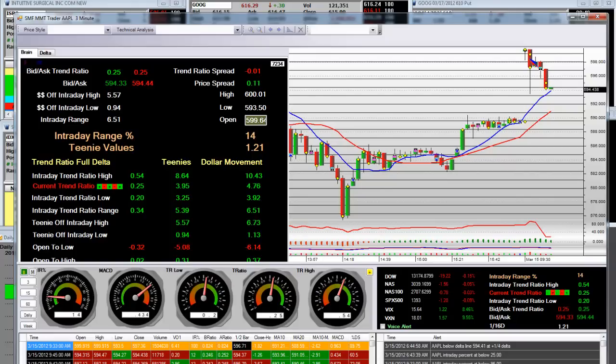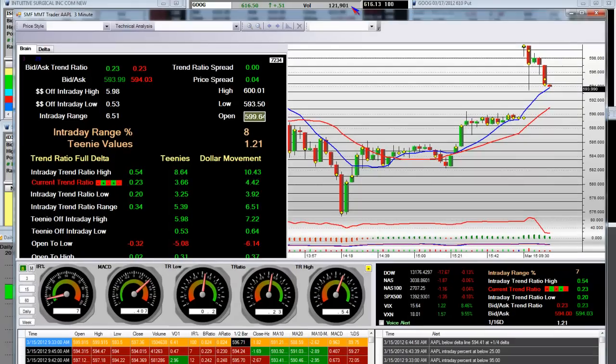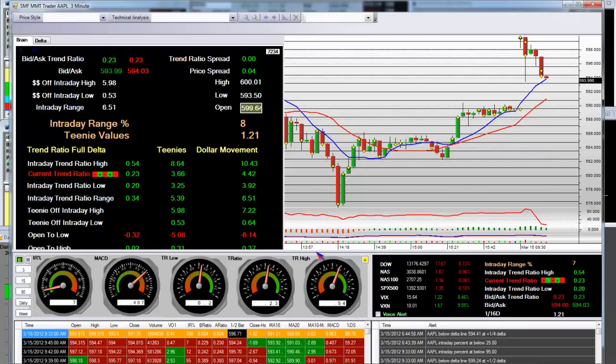Now, the half bar is 596.71. And that is right here in this column, MMT. It's in the info panel column. And that half bar needs to be looked at because you're going to come to the 10-minute now on this short pullback. And where do you buy to cover?